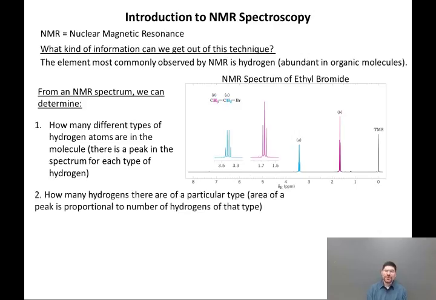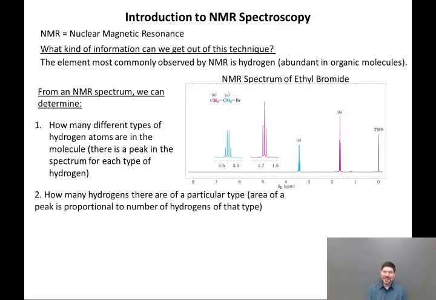The second thing you can figure out is how many hydrogens there are of a particular type, because the area of a peak is proportional to the number of hydrogens of that type. Okay, so area under a curve should take you back to the thought of calculus. Integral calculus is about determining the area under curves. Luckily, you don't have to do any calculus to be able to interpret an NMR spectrum, because computers are very good at doing that for you, and the computer will measure the area under the curve and spit that number out at you.